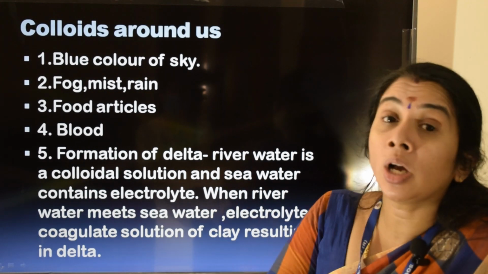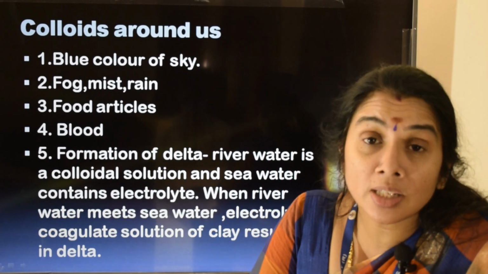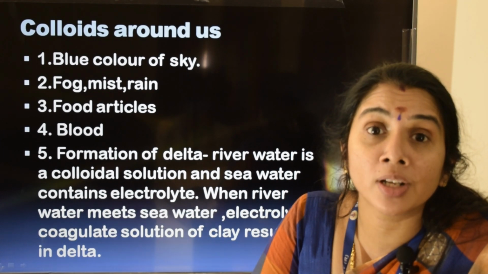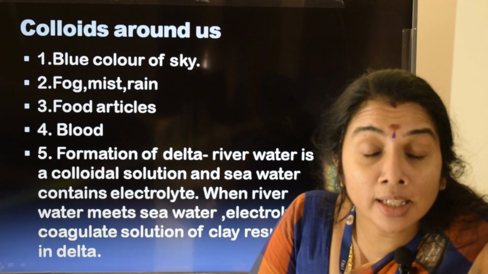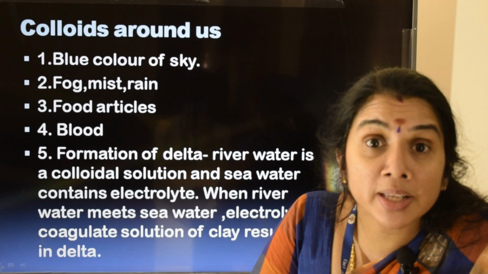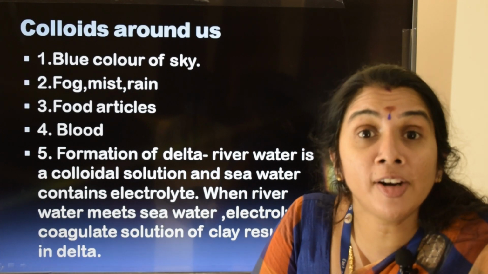One is the blue color of the sky. The sky appears to be blue in color to us. Why? Because of the scattering of light by particles. How is light getting scattered? Because of the presence of particles which are in the colloidal range over there.